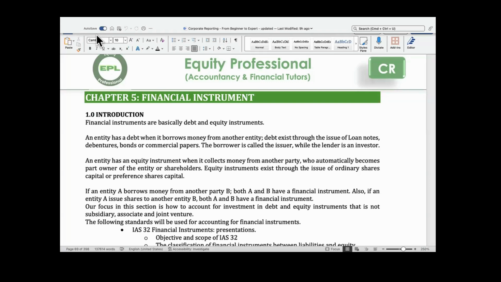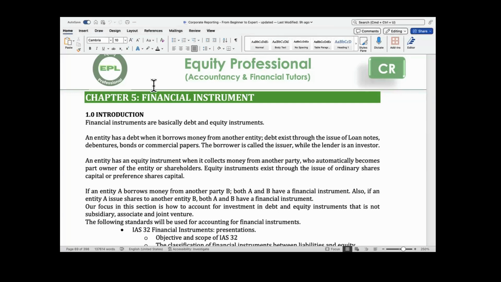Okay, I think we should start our class straight away. So today we have another important topic. Every topic that we are looking at here is of the same level of importance. So tonight we're going to be looking at another exciting topic called financial instruments.